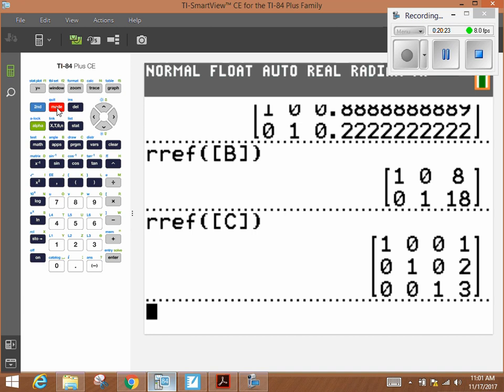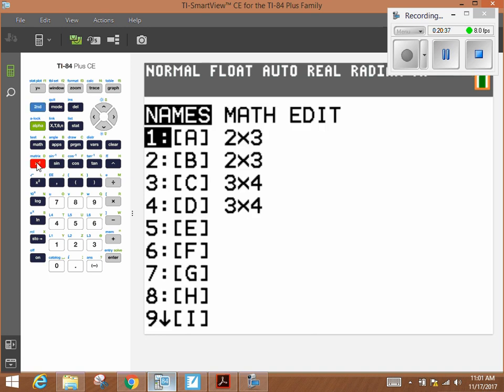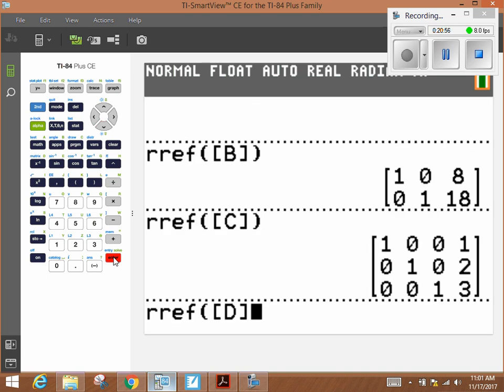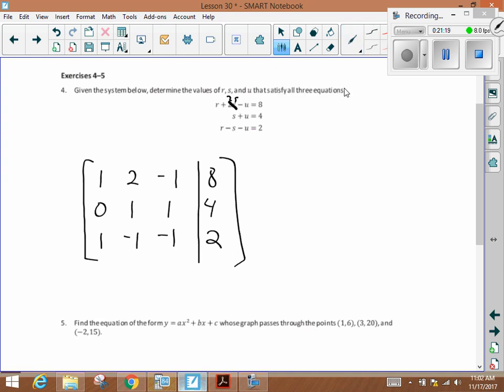So now I'll go out of my calculator and I'll copy this reduced row echelon form, and I will delete it and put instead a matrix named D. And I would like it to be in reduced row echelon form, and here it is. This says to me that x is 2, y is 6, and z is 2. Good answer here.